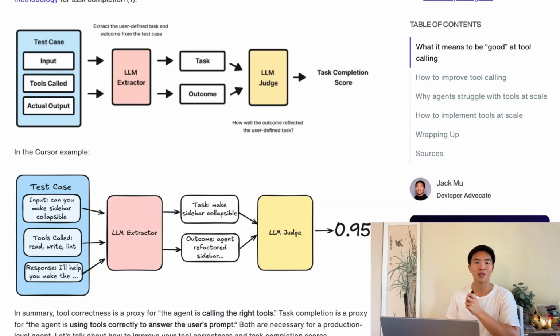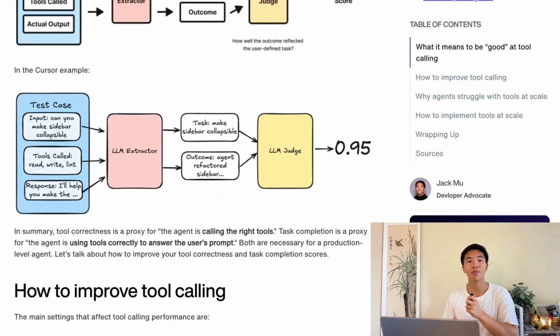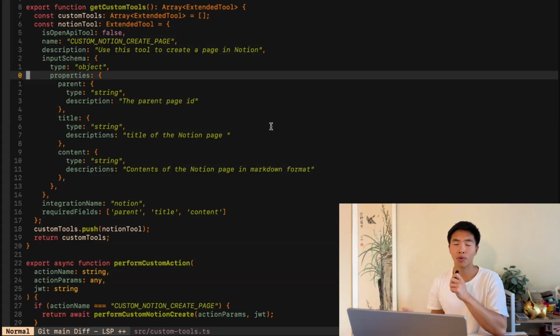As you can see, the tool correctness score is a more objective measure where it's a raw proportion, and the task completion score takes a little bit of subjectivity into account where you're using an LLM judge if you want to do this in an automated way. But in summary, tool correctness is essentially a measurement of, is your AI agent calling the right tools? And task completion is a proxy for, is your AI agent using the right tools and using those tools correctly to actually complete the task that a user intended? So these are the two metrics that we'll be talking about on how to improve your AI agent's ability to call tools. There's actually a lot of things we can change to improve tool calling performance.